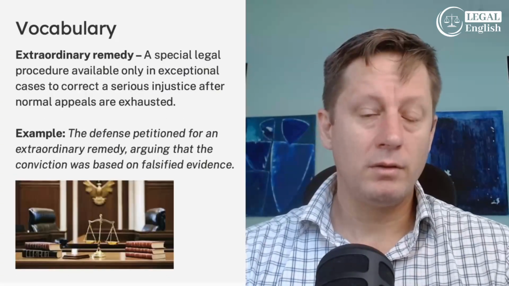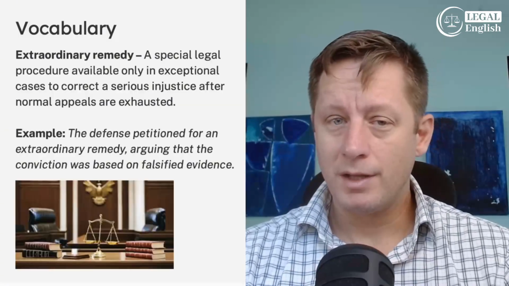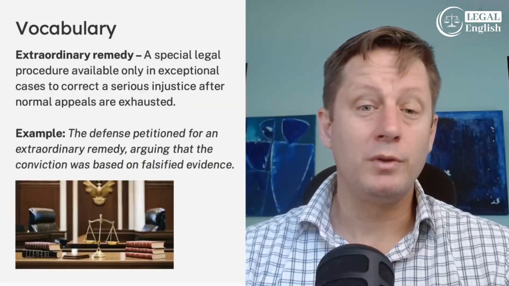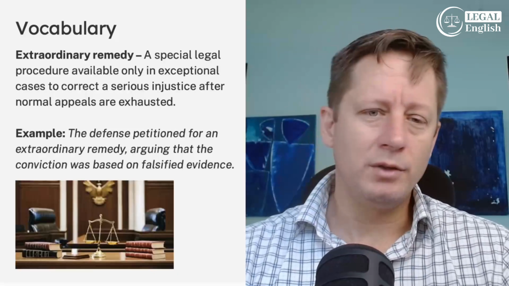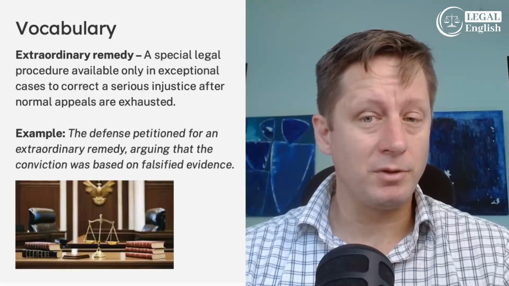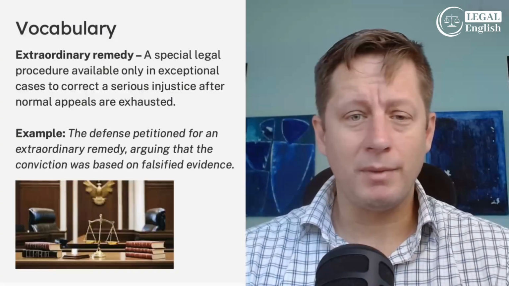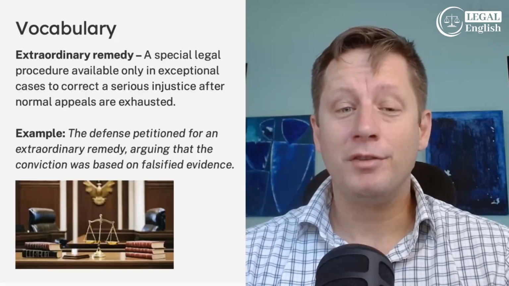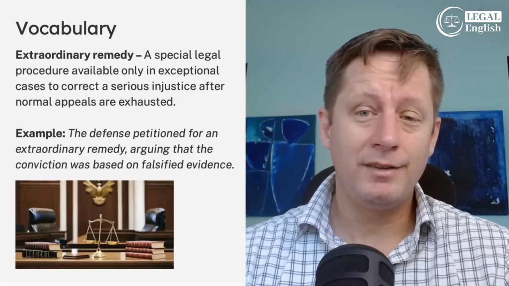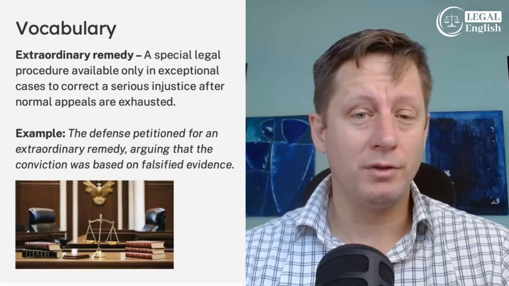In appellate law, not every mistake can be corrected by an ordinary appeal. That's when lawyers turn to an extraordinary remedy. Extraordinary remedies are legal tools reserved for exceptional cases, where normal appeals have failed but justice still demands review. For example, imagine a man imprisoned for years, and later it is discovered that the prosecution's star witness lied under oath.